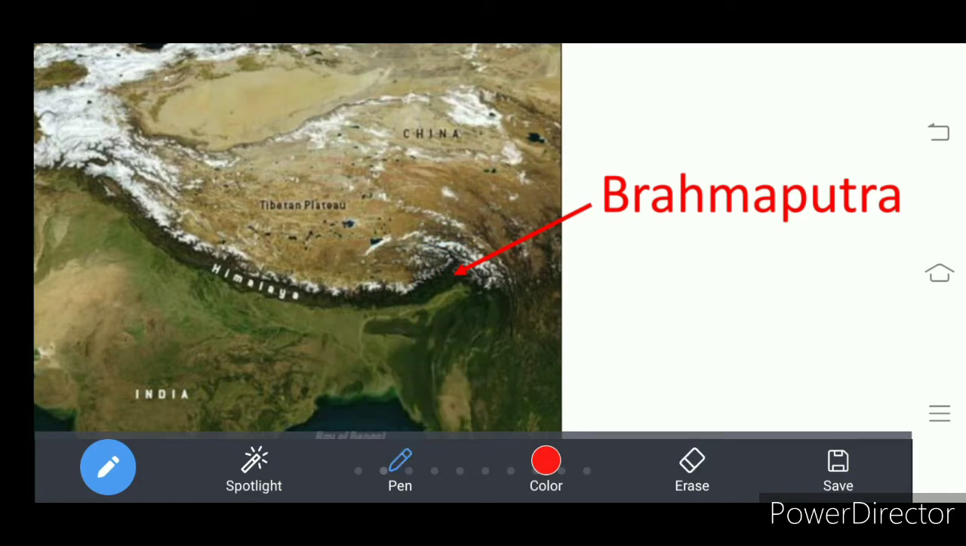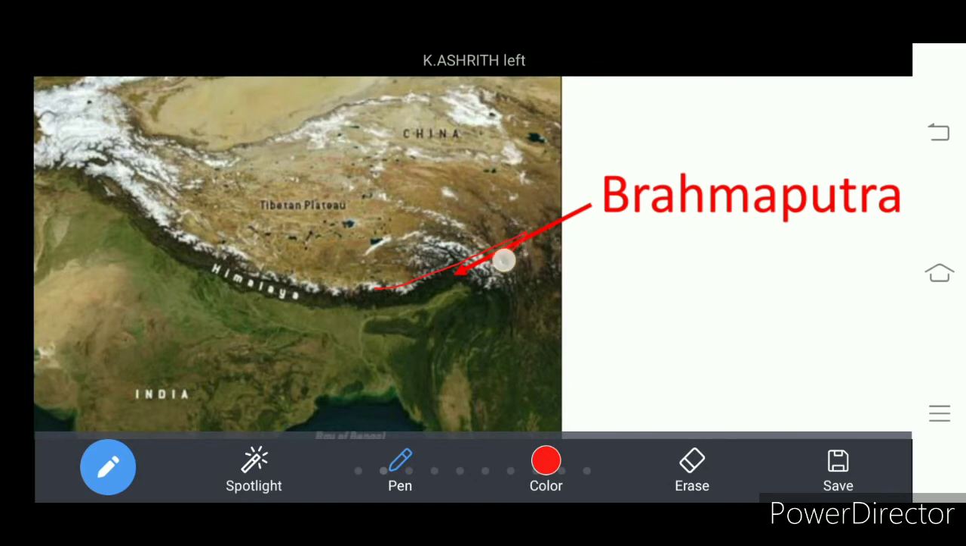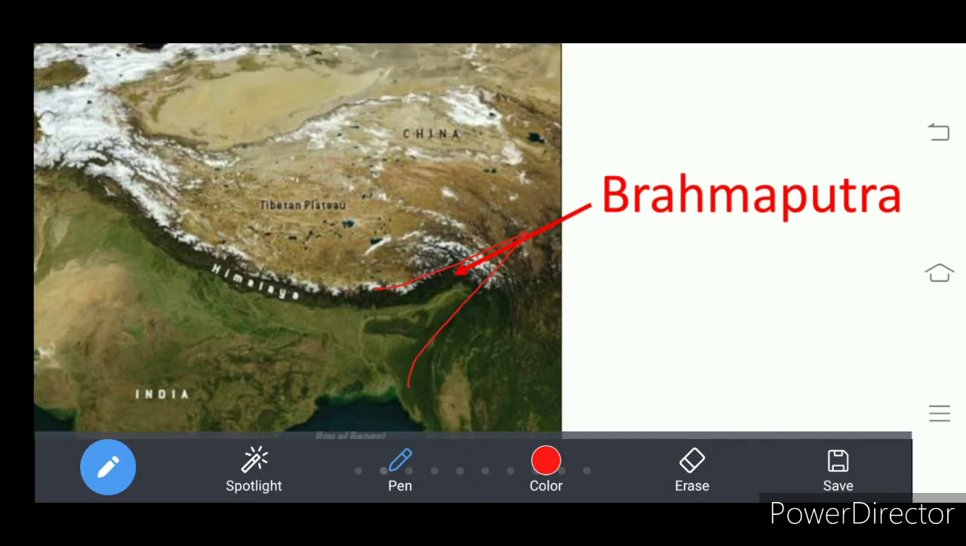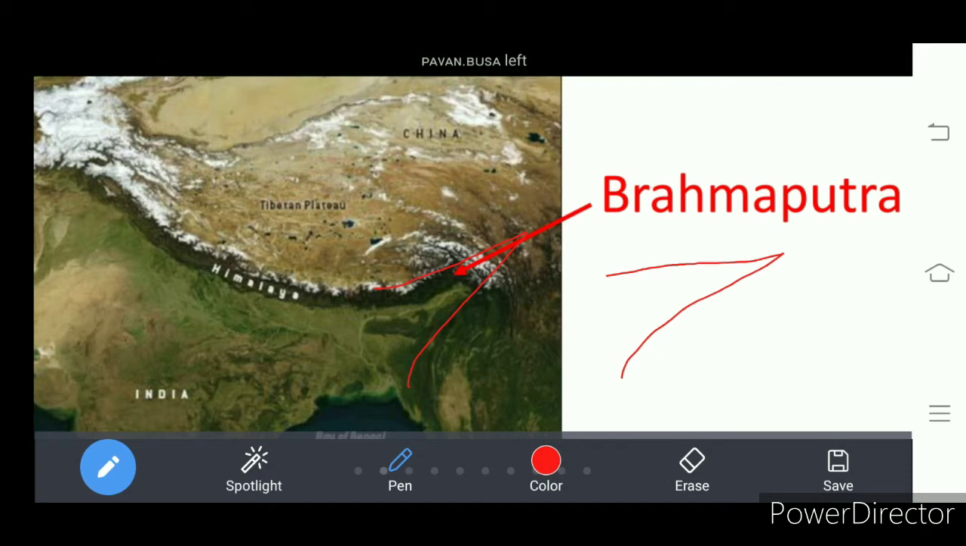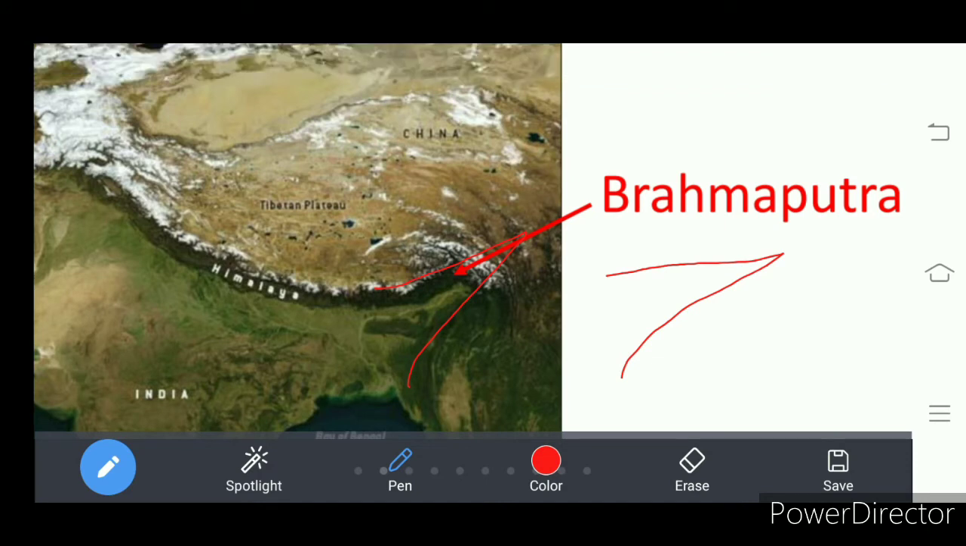Let me draw that one. See, look at here. I am drawing, right? On the map I have drawn. Again I am drawing here. Look at here. What is the shape? It is hairpin shape. Which hairpin shape.